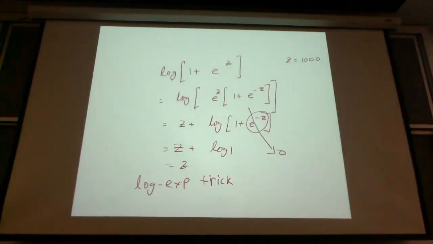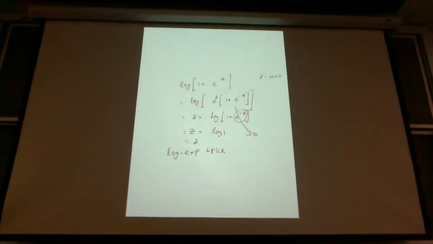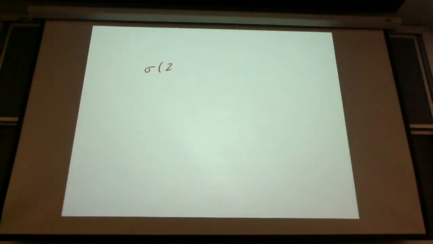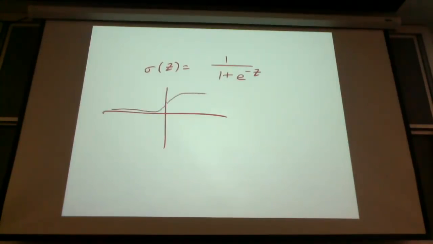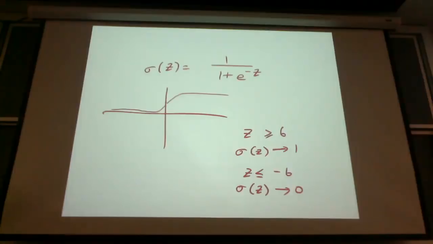Let me give you another example of this. Consider, sorry, let me just go to another page, the sigmoid function. Sigmoid of z, I'm not going to derive the whole thing, you can derive it. The sigmoid function looks something like this, right? Turns out when z is greater than or equal to some number, let's say 6, sigmoid of z is so close to 1 that you don't even have to calculate it. If z is less than minus 6, sigmoid of z is so close to 0 that you don't even have to calculate it. So you never have to compute exponents of large numbers.